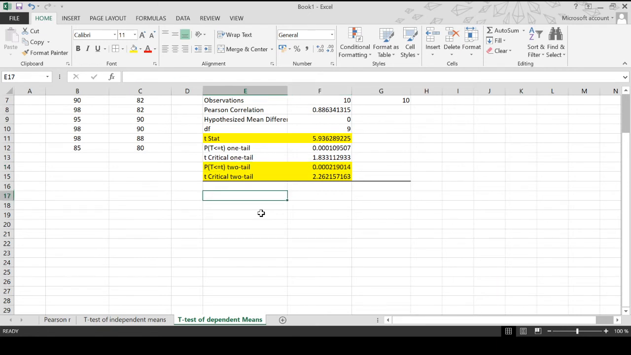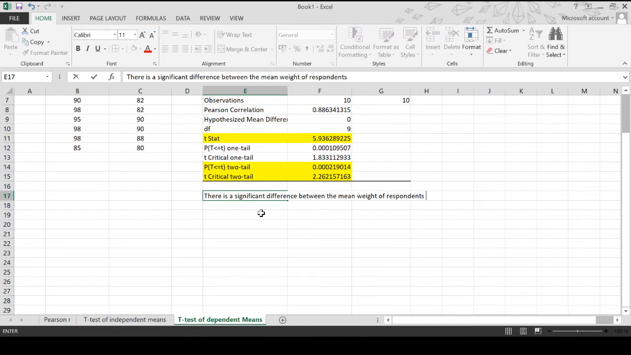You can interpret it using the following sentences, but not limited to: there is a significant difference between the mean weight of respondents before treatment and after treatment. Or you can just omit the word treatment after the first mention and say before and after treatment.